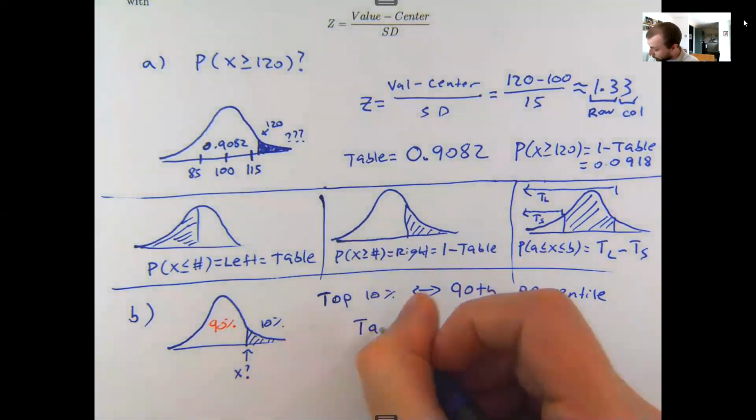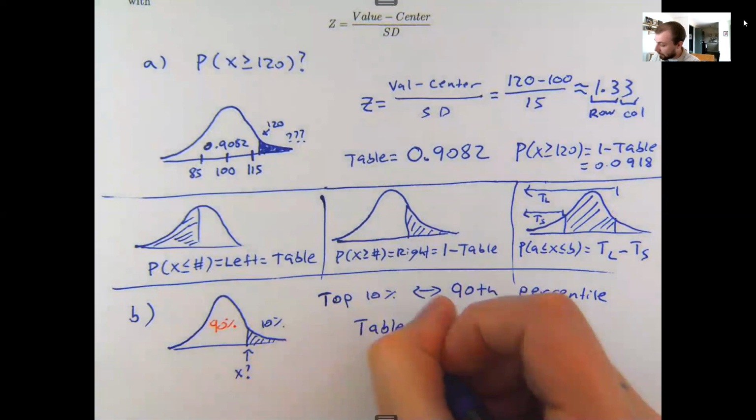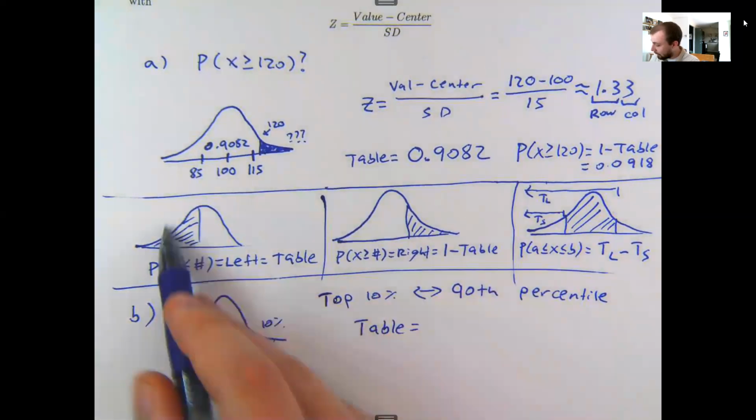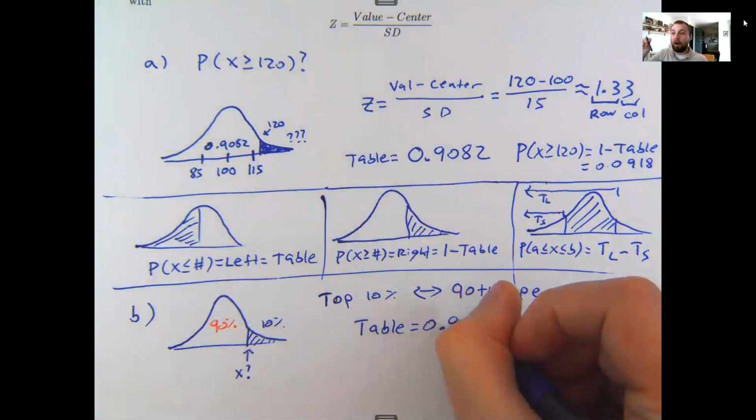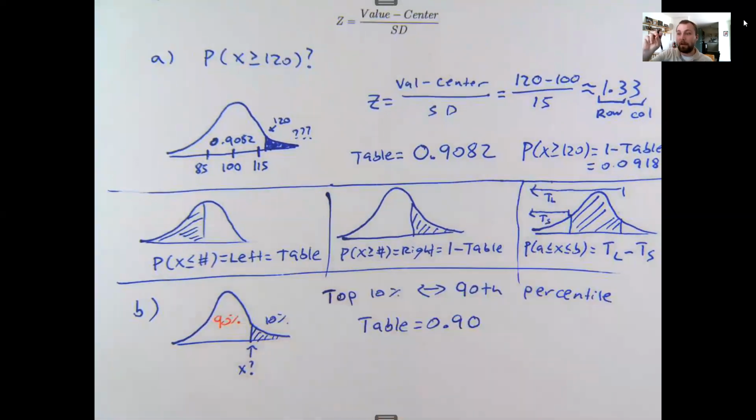Inside of my table, because the inside of your tables have this area, I'm going to try to find 90% on the inside. Now, from that value, I'm going to go out to see if I can find that z-score. I'm going to pause the video for just a second, and I want you to see if you can do this yourself. Can you find 90% inside of your table? Okay, let's see how you did.